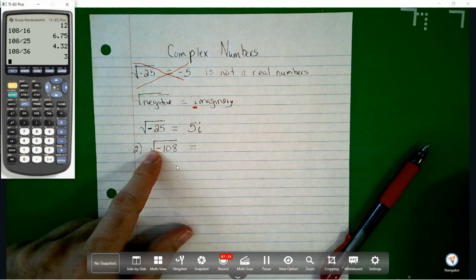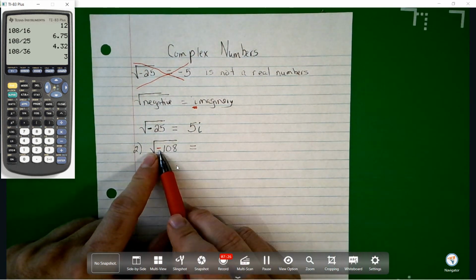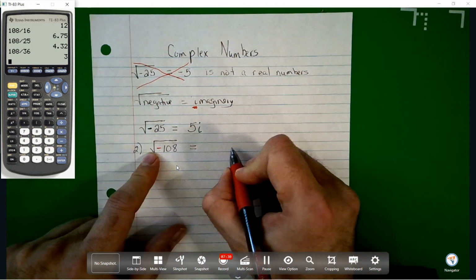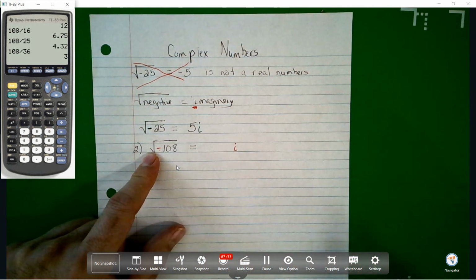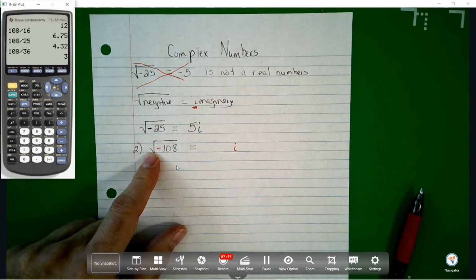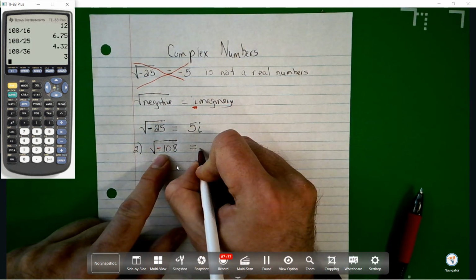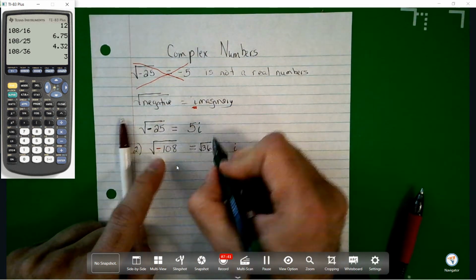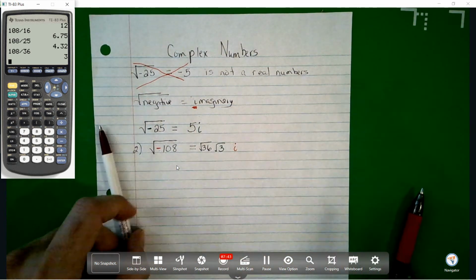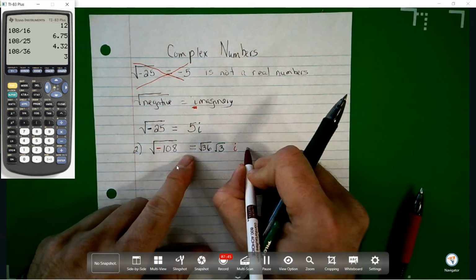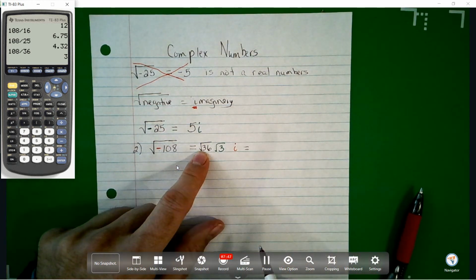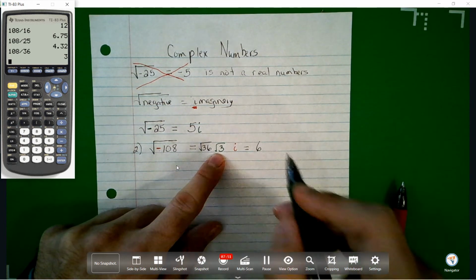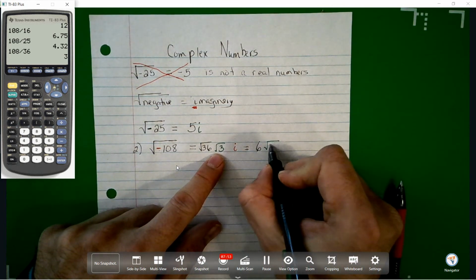Okay. First of all, because of this red minus sign under the square root symbol, we're going to have a red i. I'll put it right there. And now let's break up 108 as 36 times 3. And now the square root of 36 is 6. The square root of 3 we can't simplify.